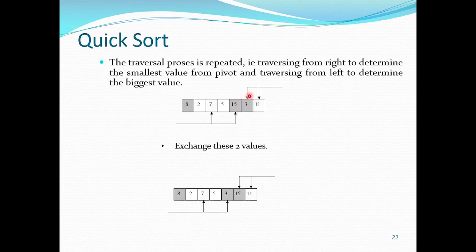Once it is at 11, now we move the pointer to the second last element, and then we check. Is 3 less than 8? Yes, that means 3 and 15 would be exchanged and swapped together and become like this, 3 and 15. So 8, 2, 7, 5, 3, 15 and 11. So you can see that the first part or the beginning part of the list is smaller than the pivot, and the last part will be the larger value than the pivot.